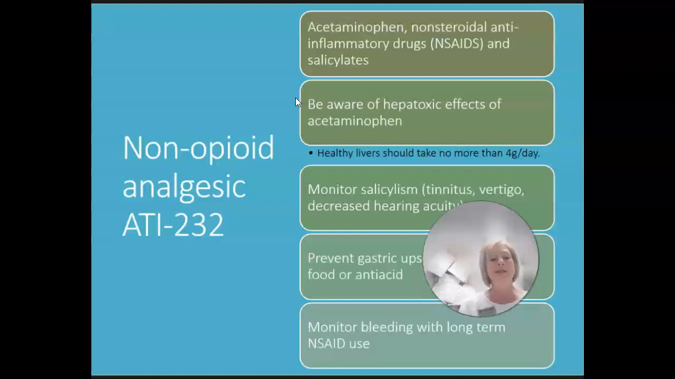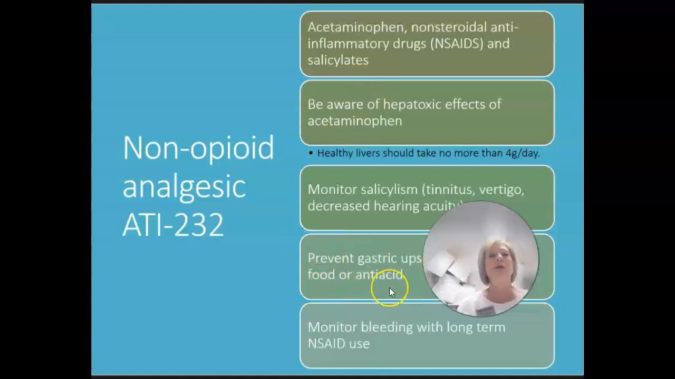Monitor for salicylism, which means that salicylates are aspirin. You can get toxicity from your salicylates, and it can cause tinnitus, which is ringing in the ear, vertigo, which is dizziness, and decreased hearing acuity. So we want to monitor those aspirins very closely. And if your patients start complaining of ringing in their ears, we're going to have to back off on those aspirins. But we do know aspirin helps really well with certain types of pains.